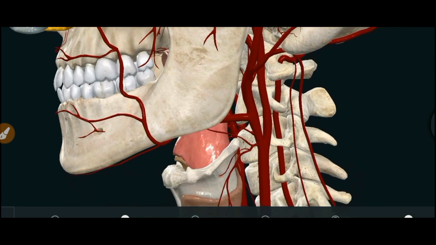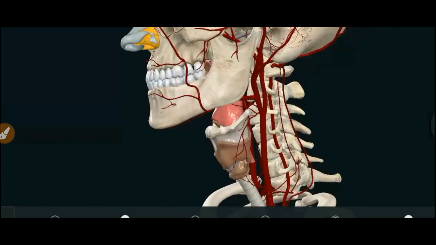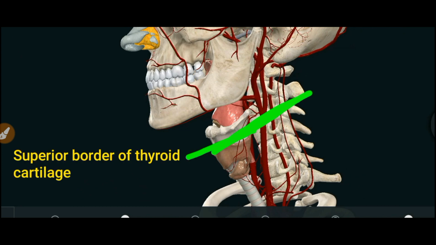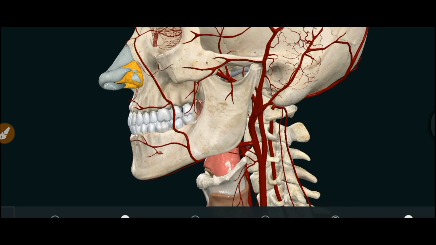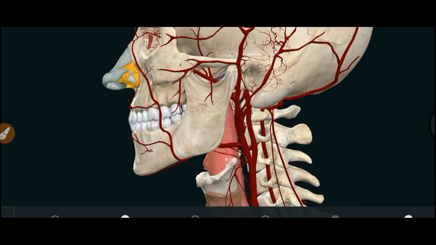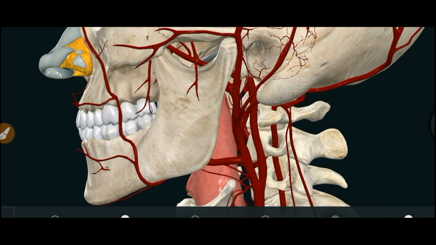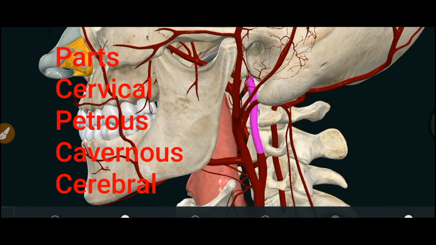Then as it enters the skull, it lies posteromedial to the external carotid artery, and between the internal and external carotid arteries you will see part of the parotid gland, styloid process with styloglossus and stylopharyngeus muscles, glossopharyngeal and vagus nerves. You can see it is given posteriorly at the junction of C3 and C4, and anteriorly at the level of the superior border of thyroid cartilage. And as you see the course here, that is the parts.